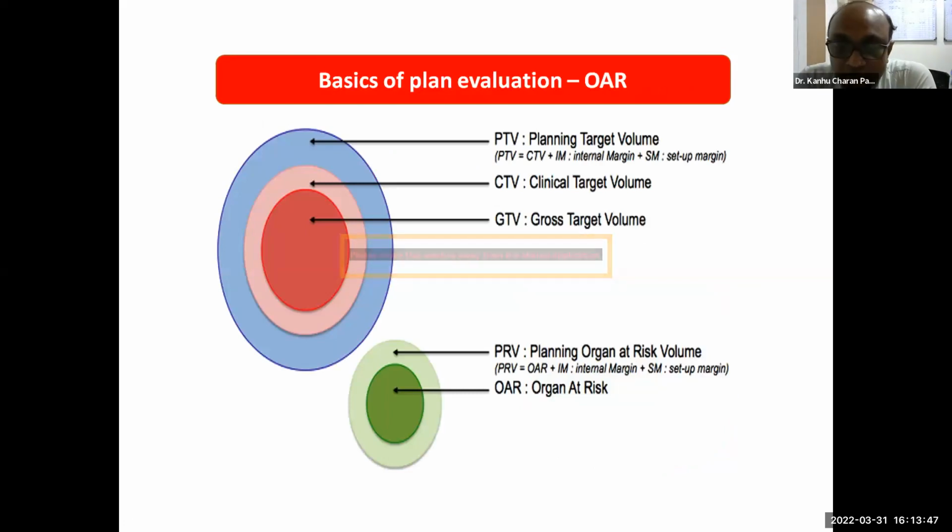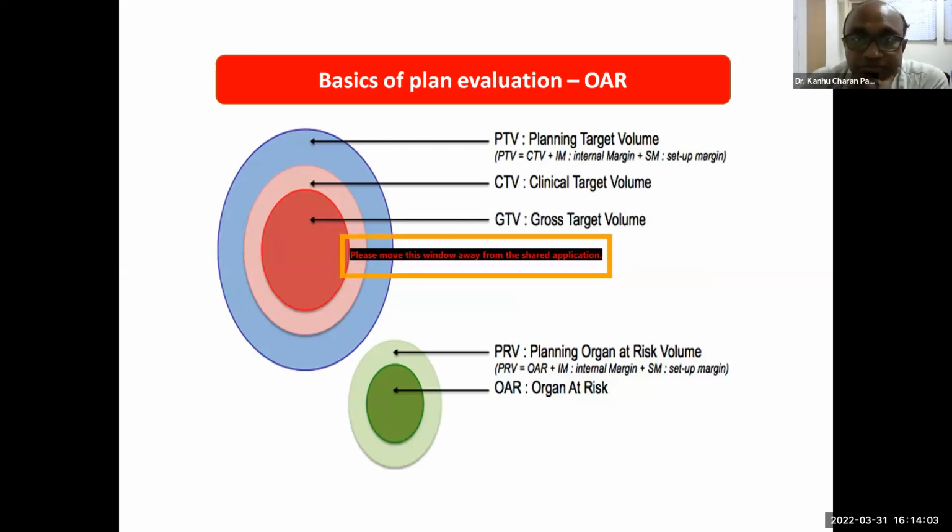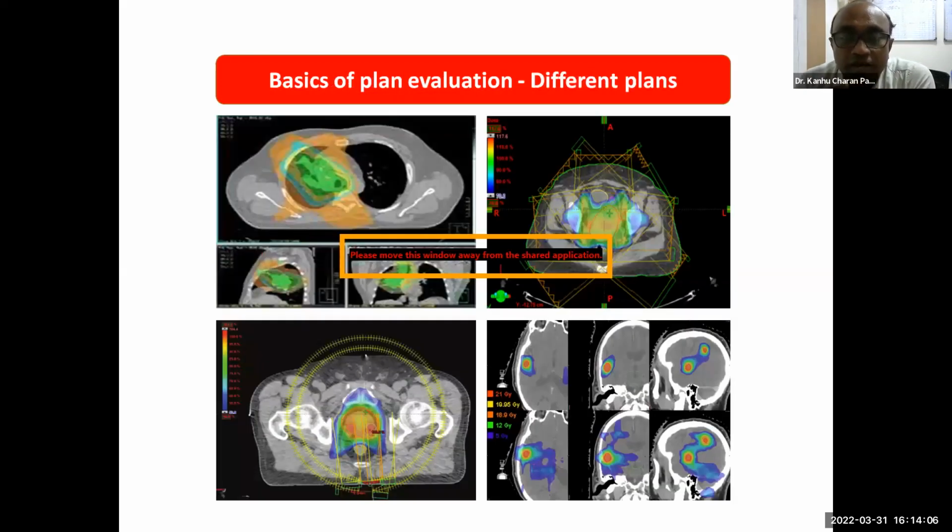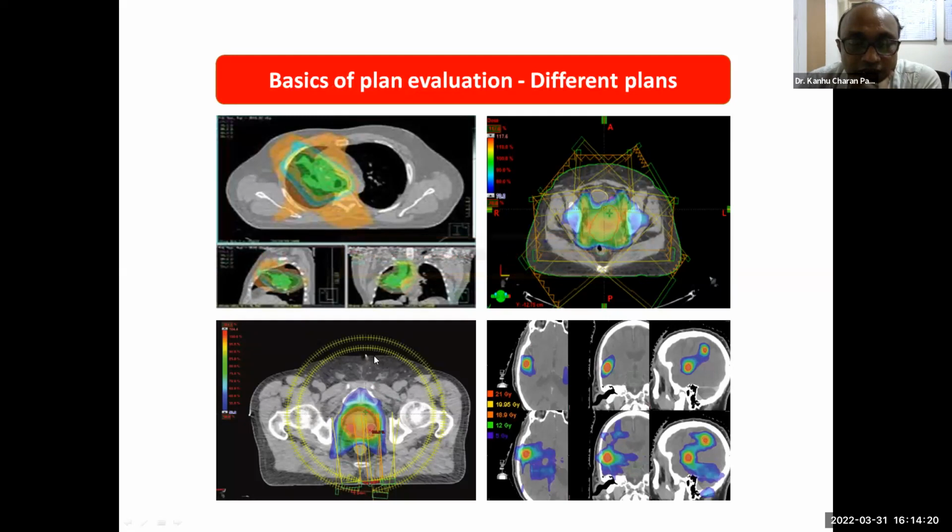Similarly for OARs like spinal cord and optic chiasm, you can give some 3 mm margin for the setup, and with the internal margin it is known as PRV. So one is the PTV, another is the PRV. If you see the various plans, the left top corner is the 3D CRT, the right top corner is the IMRT, 7 to 9 field IMRT, the left lower is the arc, either VMAT or RapidArc, and the right one is stereotactic radiotherapy. These are the basic plans.